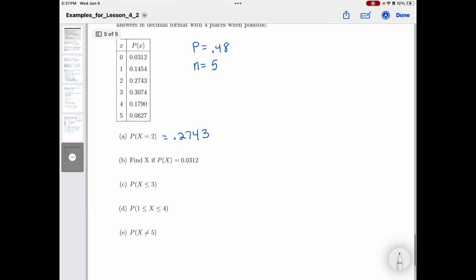In part B, we have the information to do it. It's just different than what we've been looking at. We're doing this in reverse. In this case, we're given the probability is 0.0312, and we need to find the value of x. What is the number of successes that gives us the probability of 0.0312? And that would be x is equal to 0. When we look at the table up here, we can see x is equal to 0 gives us a probability of 0.0312.